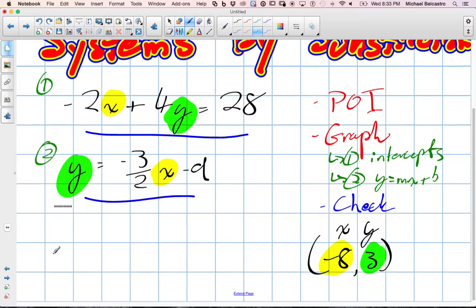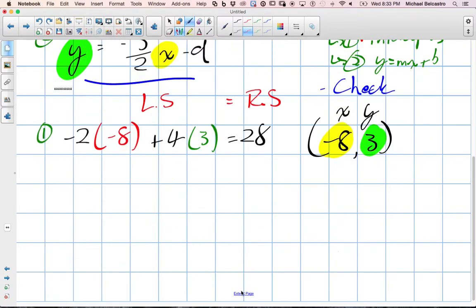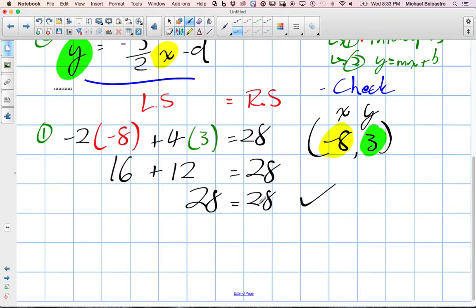So let's test out equation number 1. -2 times 8, plus 4 times 3 is equal to 28. So we're trying to prove that this, being the left side, is equal to the right side of the equation. So let's kind of run through this. -2 times -8 will give us 16. 4 times 3 is 12. Our right side is already 28. 16 and 12 is 28. So first equation checks out.